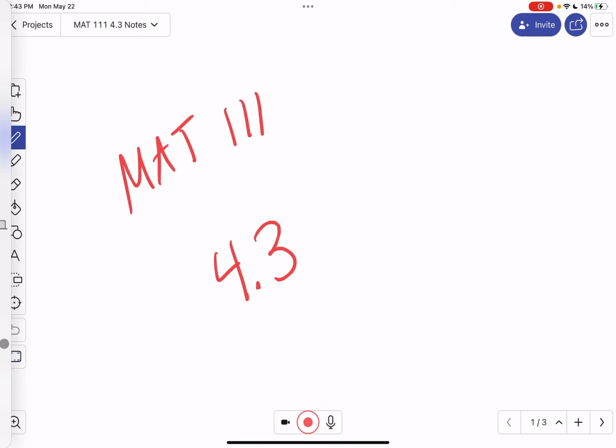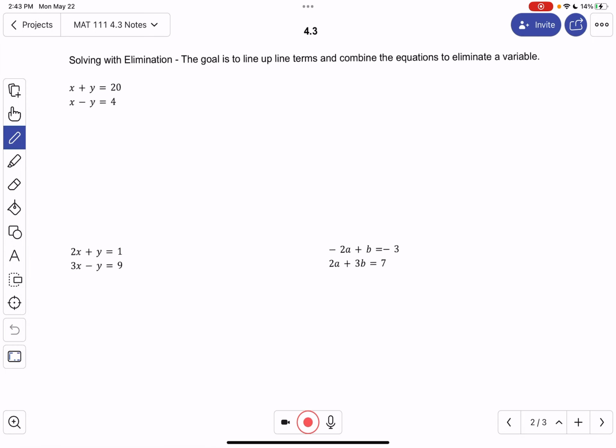This video is going to go over section 4.3, which is solving systems of equations using the elimination method. This method has a goal of lining up our variables, and then we're going to combine the equations using either adding or subtracting to get rid of one of the variables.